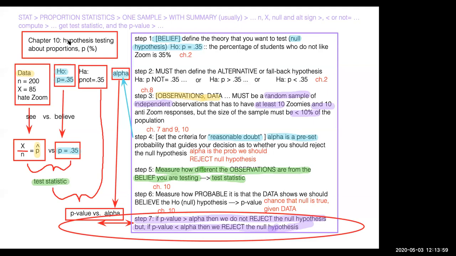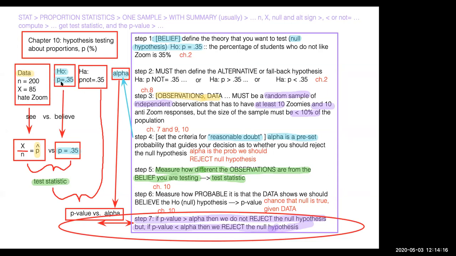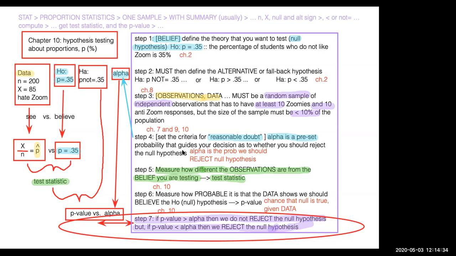Yes. The plan when you have a chapter 10 question is called a hypothesis test about a proportion. The first thing you have to do is make sure you understand the four ingredients of the hypothesis test. Make sure you have data. Make sure you have the null, the alternative, and the alpha. The alpha is the probability for reasonable doubt. We described that at the beginning of the session. These four steps right here.